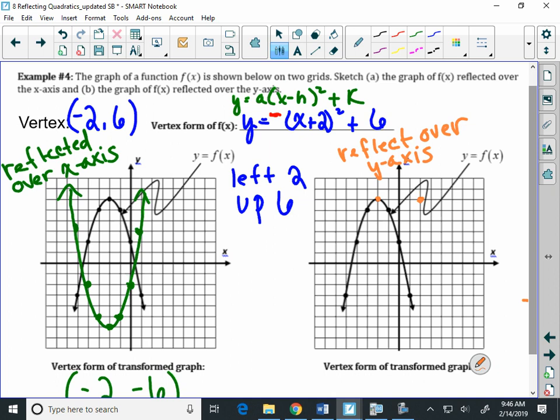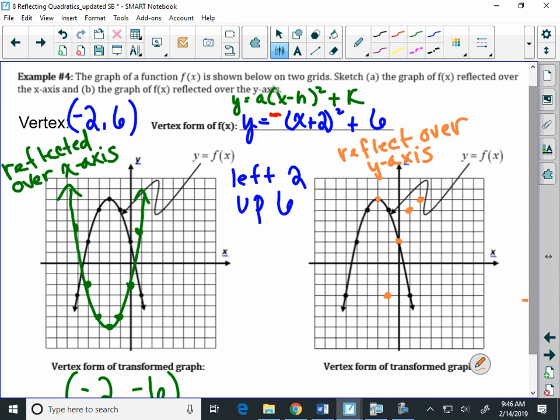Our point -1, 5 is 1 space away from the y-axis. So it will be 1 space away from the y-axis on the other side. This point 0, 2 isn't going to move. It's going to stay on the y-axis. It was on the y-axis to start. The point 1, -3 is going to flip over the y-axis. It's going to land right there. It was 1 space away from the y-axis on the right side. Now it's 1 space away on the left side.